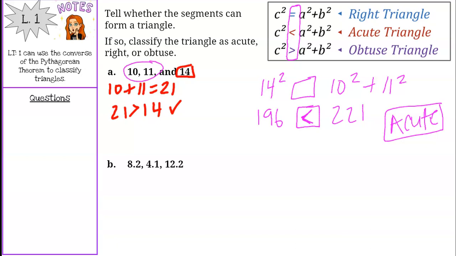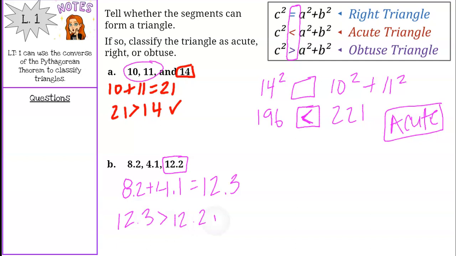One more example here: 8.2, 4.1, and 12.2. 8.2 plus 4.1 would make 12.3. Compare that to the biggest side length. 12.3 is greater than 12.2, which means yes, they can make a triangle.